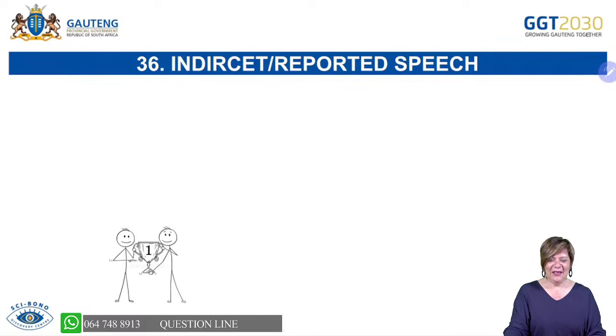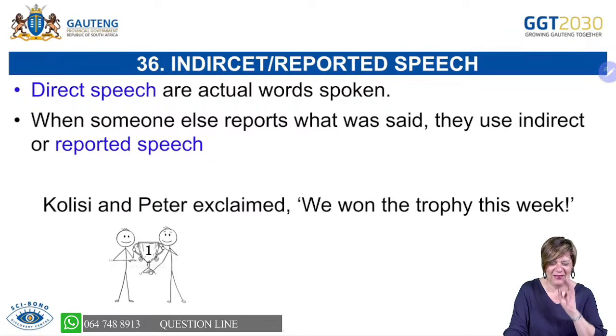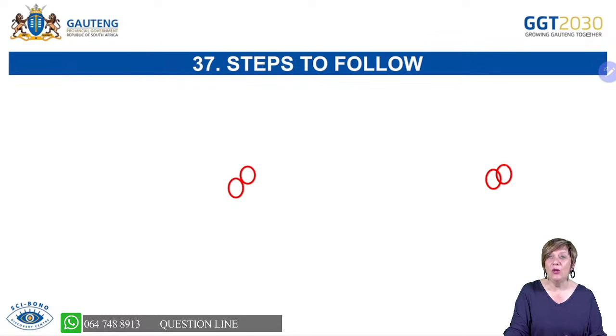Now, indirect and reported speech. Direct speech are the words that are written, but when somebody else reports it, they use indirect or reported speech. It's almost like gossiping. Let's look at an example. Kulisi and Peter exclaimed, "We won the trophy this week." And you will then be asked to rewrite that into reported speech.